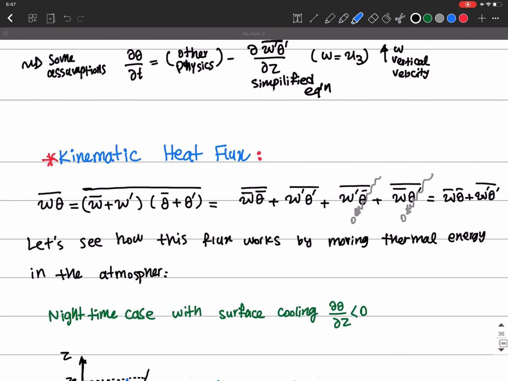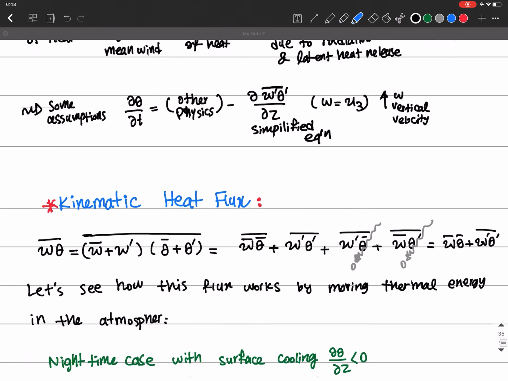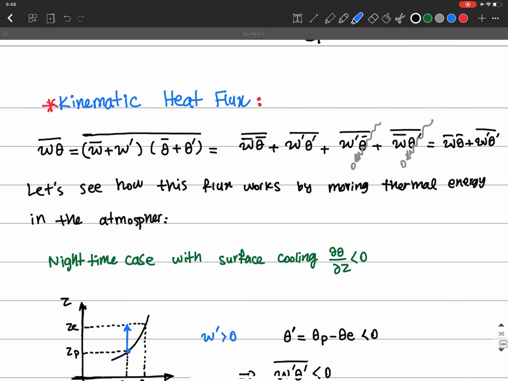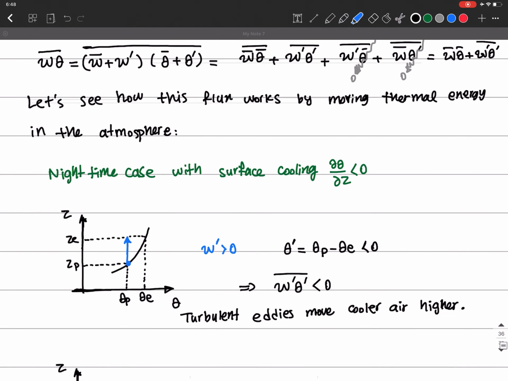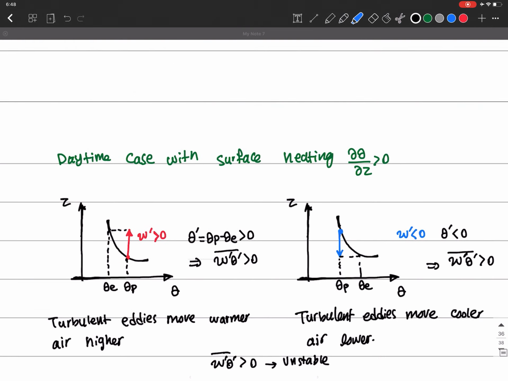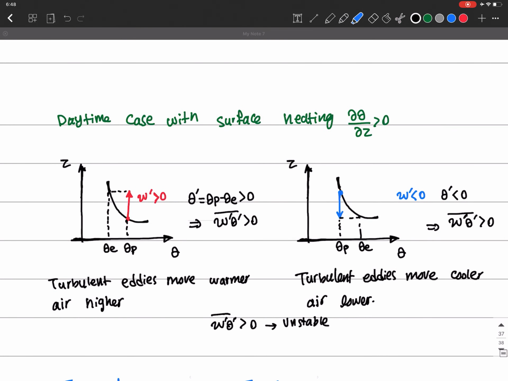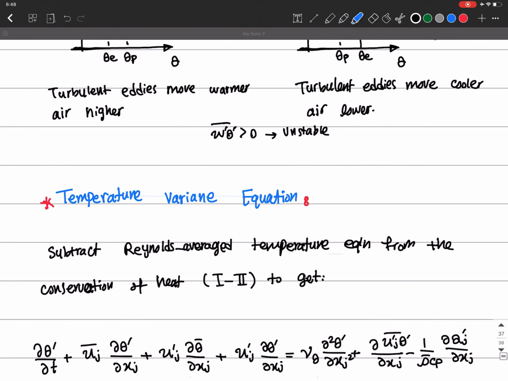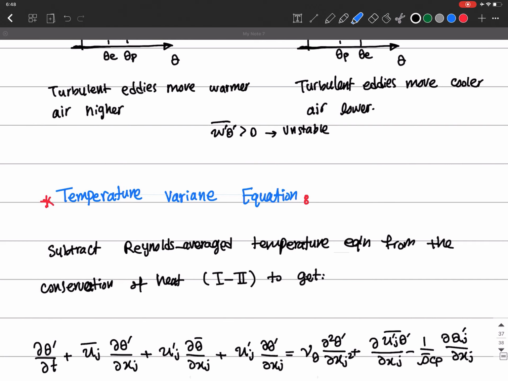Then we talked about the kinematic heat flux that comes from here, W prime theta prime, this Reynolds decomposition, and then the Reynolds averaging term that comes here. So we talked about what it actually represents. For example, in the case of the atmosphere, when we have a nighttime case with surface cooling, and then we have a daytime case with surface heating.